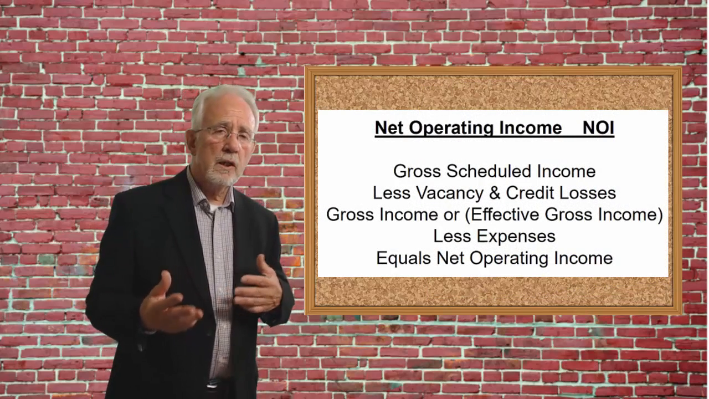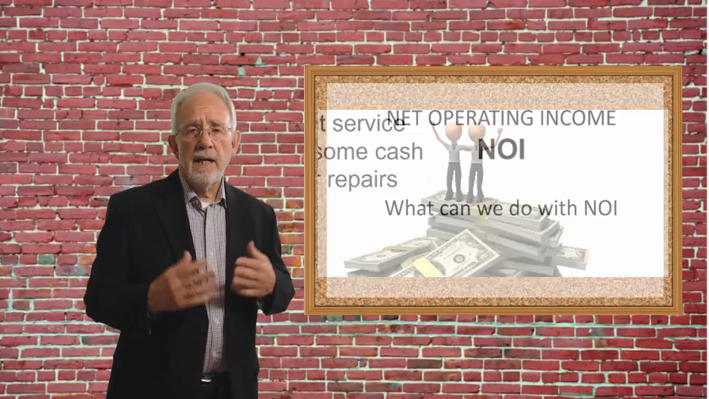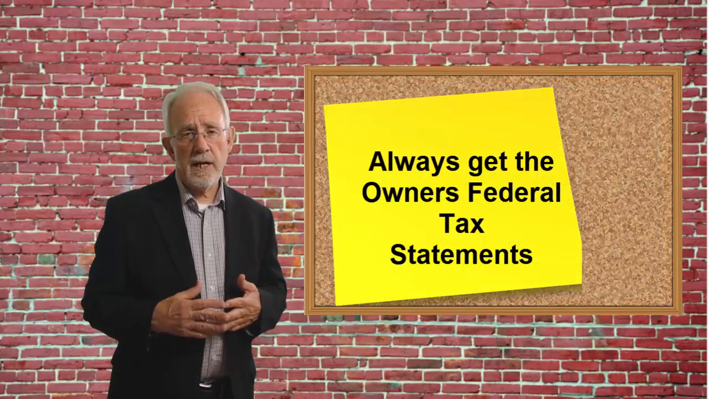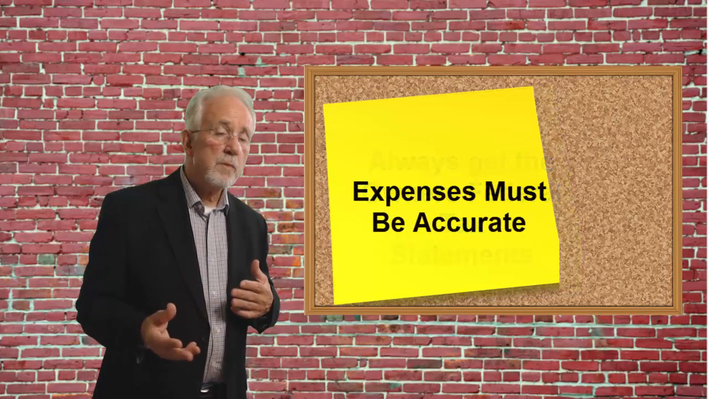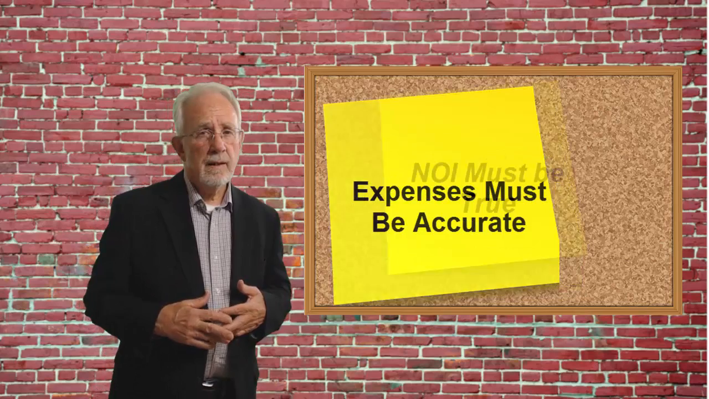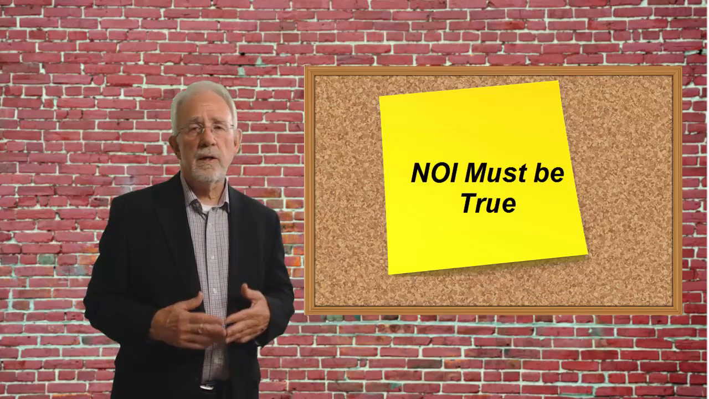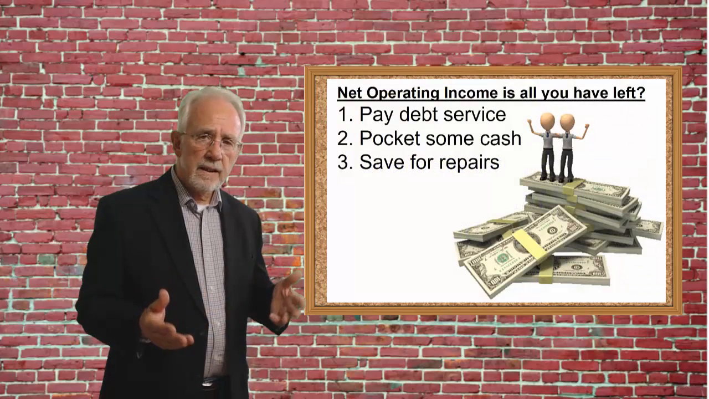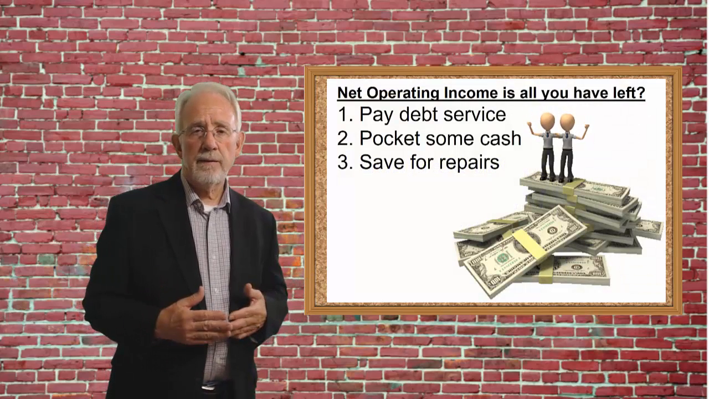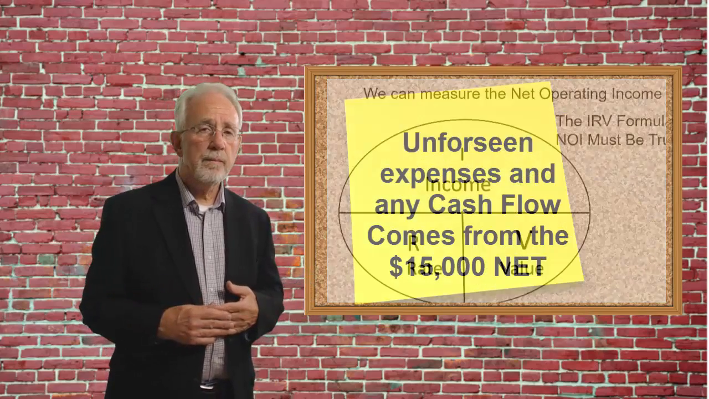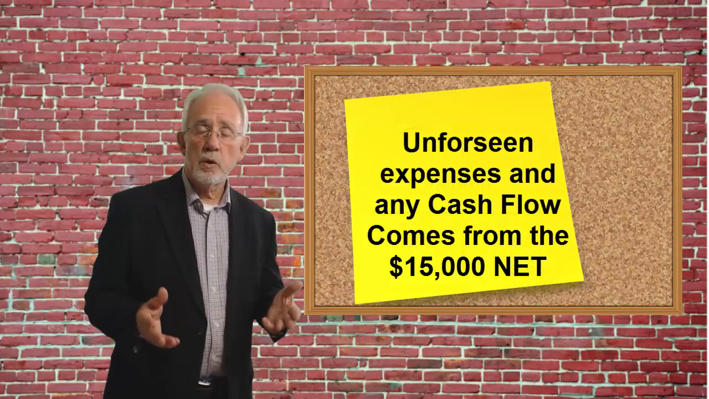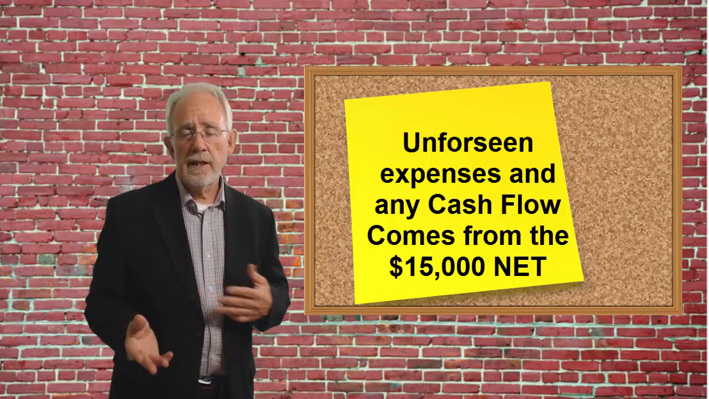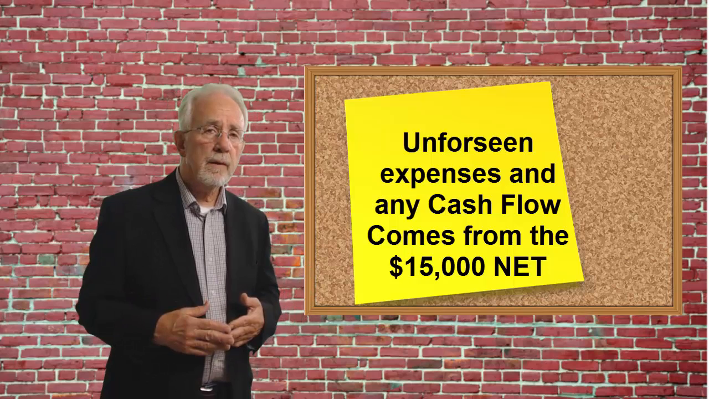Now, part of the APOD looks like this. Effective gross income must be true, and you get that from the owner's tax records. Expenses must be accurate, and NOI must be true, or the whole analysis will be off and unreliable. Now, net income is all you have left after expenses. There's nothing else left. And out of net income comes your profit, your debt, your unforeseen expenses, and any cash flow that you might be fortunate enough to get.